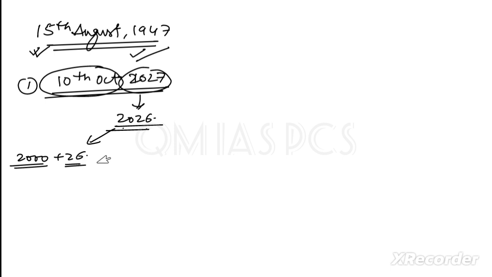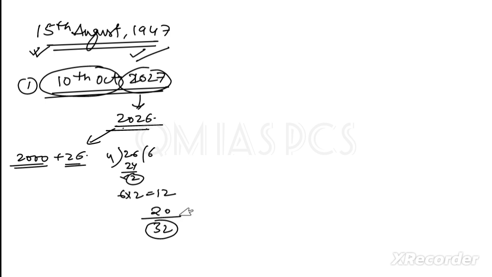So 26 divided by 4, we will have 6, it will be 24. That means there are 6 leap years. 6 leap years means 20 non leap years. Fine, so 6 multiplied by 2 is 12, plus 20, that means 32 odd days are there. Clear? So 32 odd days from this one.